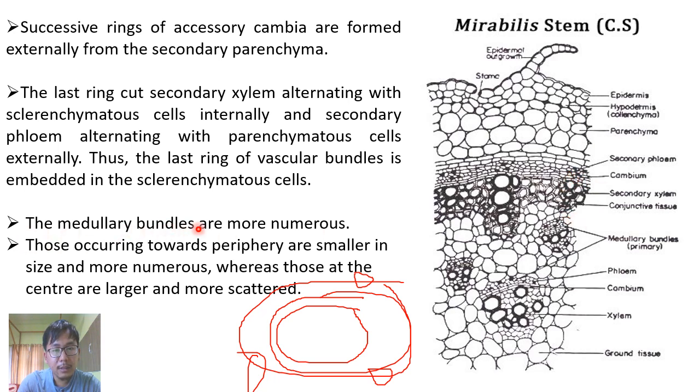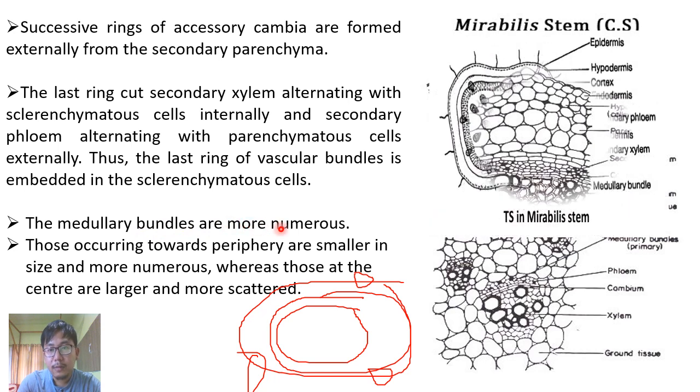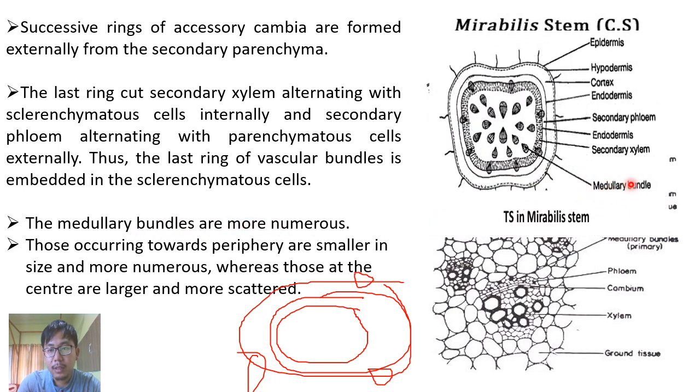The medullary bundles are more numerous. If you see here, these are the medullary bundles, the small ones. These bundles are more in number compared to the inner side. Those at the periphery are smaller in size and more numerous. That means the medullary bundles which occur on the outside are more in number and smaller in size compared to the bigger ones, whereas those at the center are larger and more scattered.